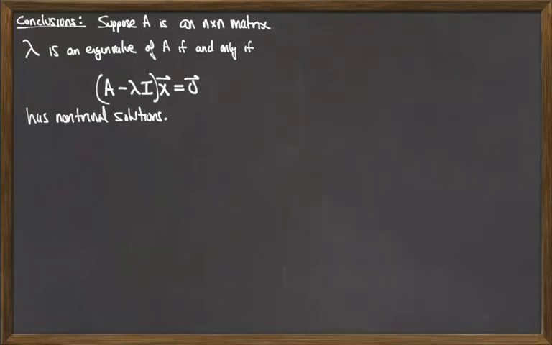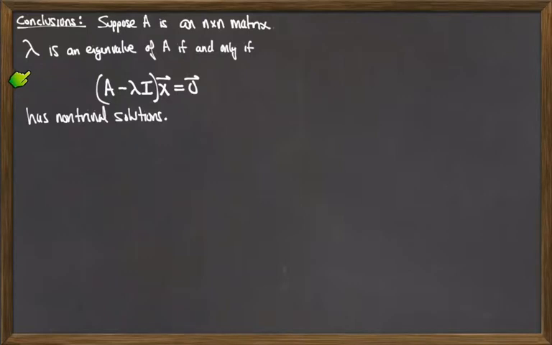In this video, we'll summarize some of the conclusions that we saw from the previous example and discuss how we find eigenvectors once we know that we have an eigenvalue of the matrix. So let's suppose that A is an n by n matrix, and suppose that we want to determine whether or not lambda is an eigenvalue of A.